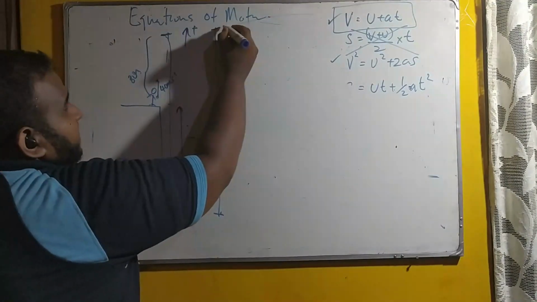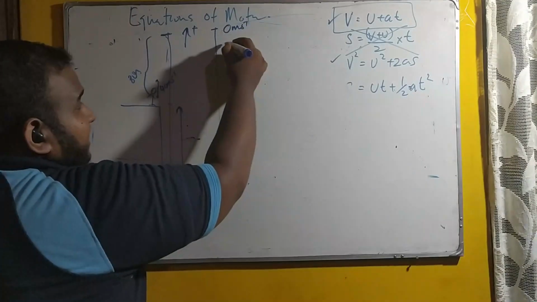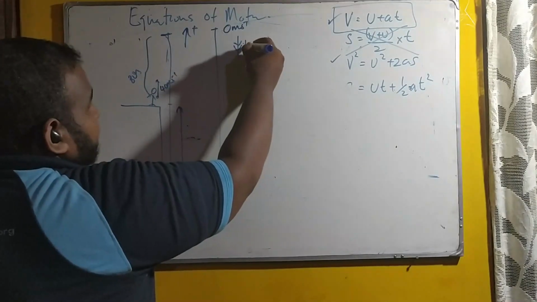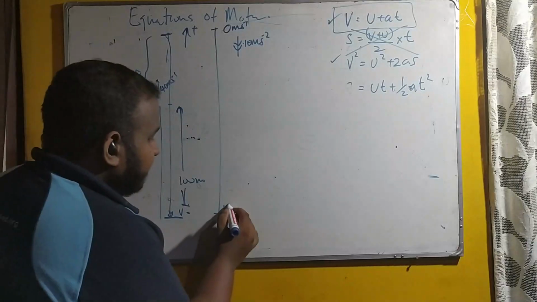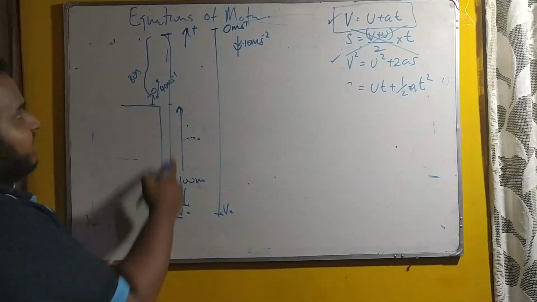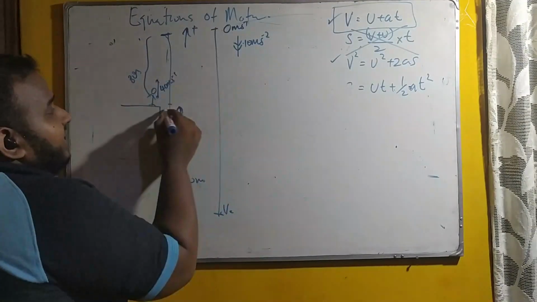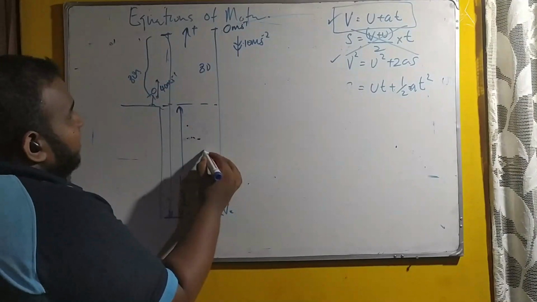The initial velocity is how much? 0. The acceleration, we all know that it was downward 10 meters second minus 2. And the final velocity will be somewhere here. And what else do we know? We know the displacement of it. Because from here to here, if this is the building, it is 80 meters, and here to here it is 100 meters.